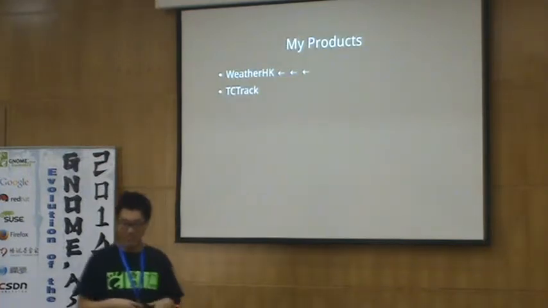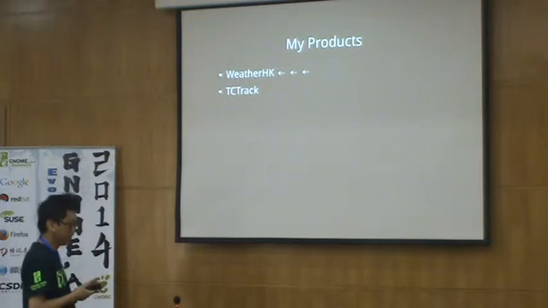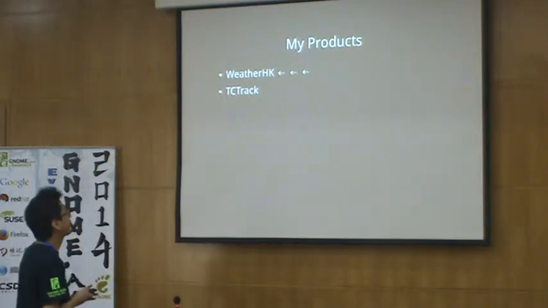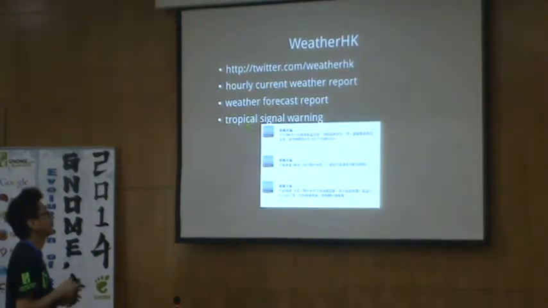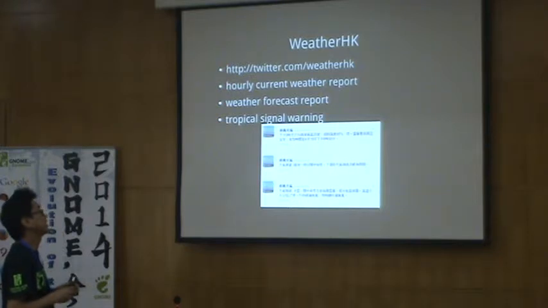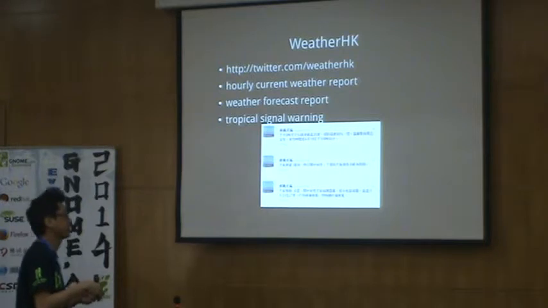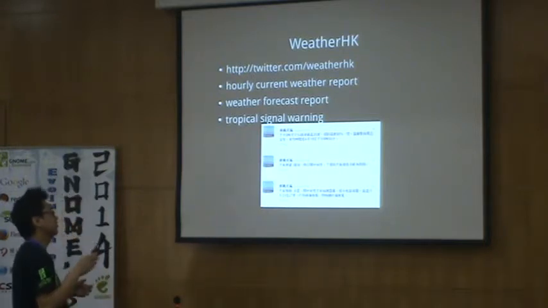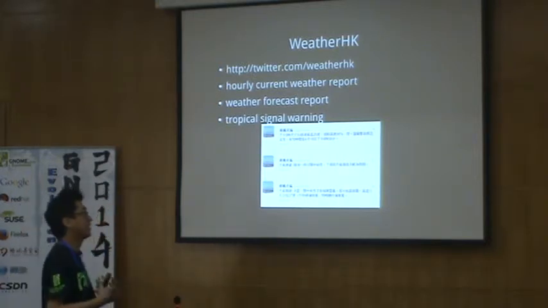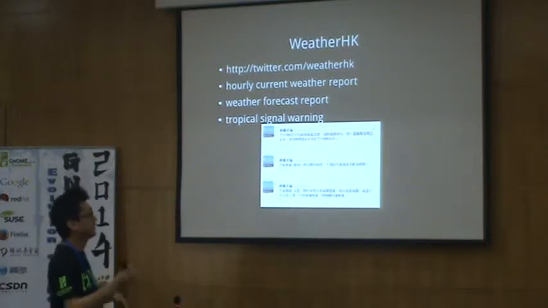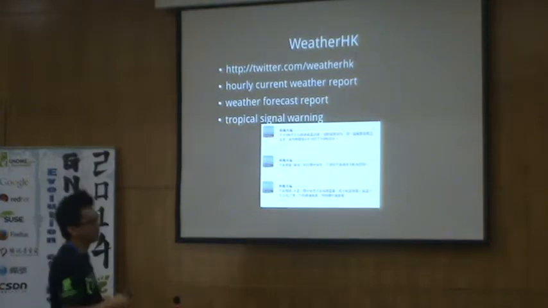So I developed two projects related to weather as well. So Weather Chain, which has a Twitter account. This project provides hourly current weather reports and also forecasts, and typhoon signal warnings issued by the Hong Kong authority, posting them to Twitter. Yeah. So my Twitter followers and I can look at the Twitter and see this kind of weather information.